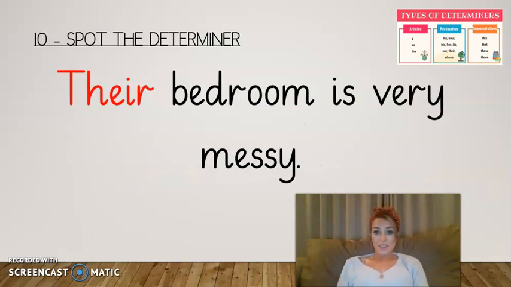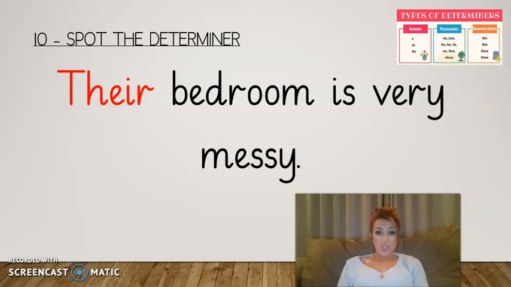Number 10. Their bedroom is very messy. So you've got the noun here, the thing, bedroom. And we need to ask ourselves which bedroom? Well, it's their bedroom. So this is a possessive determiner because it tells us who owns the bedroom, who possesses it.